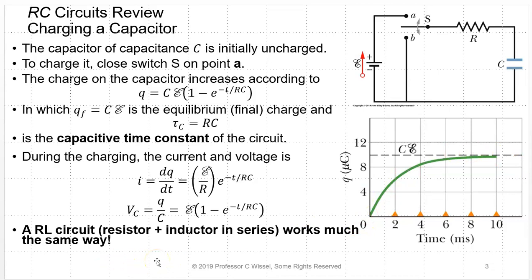And it turns out that an RL circuit pretty much works the same way. The only difference is that some formulas will be different. You'll have an L instead of a C. So some of the formulas will change, but you still have this part, it still looks like that, and the exponent is still there.